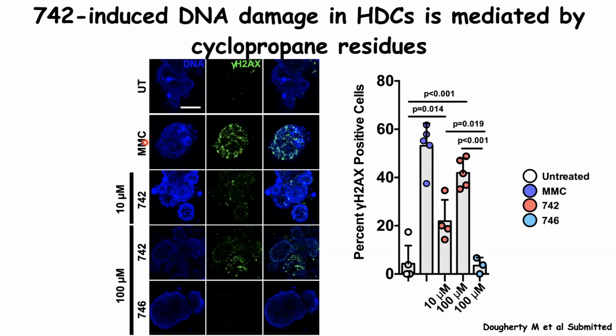This is mitomycin C. It's a positive control. You could see the organoid staining for gamma H2AX. This is an overlay. And now this is the active molecule, different concentrations, 10 to 100 micromolar. And this is the inactive compound that fails to induce DNA damage. And this is quantified here. So the molecule itself could induce DNA damage, and it's dependent on the presence of the cyclopropane.